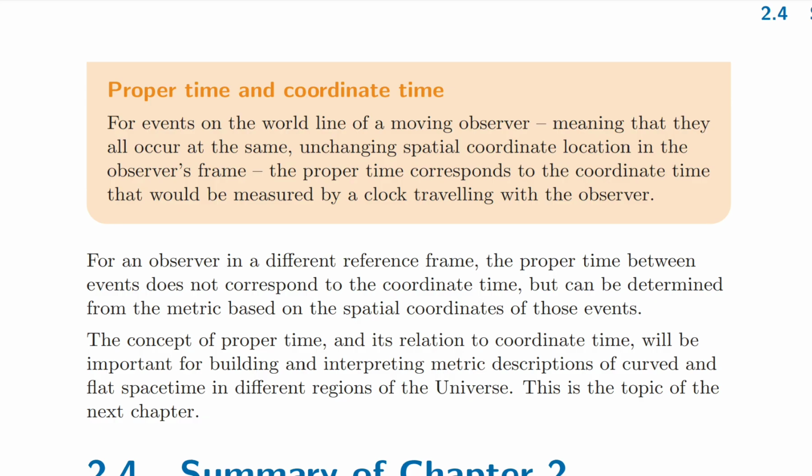For an observer in a different reference frame, the proper time between events does not correspond to the coordinate time but can be determined from the metric based on the spatial coordinates of those events. The concept of proper time and its relation to coordinate time will be important for building and interpreting metric descriptions of curved and flat spacetime in different regions of the universe. This is the topic of the next chapter.